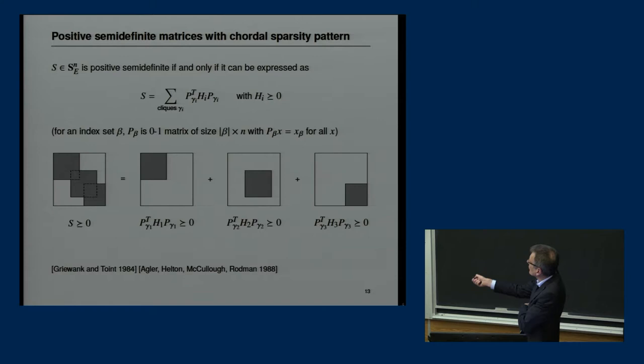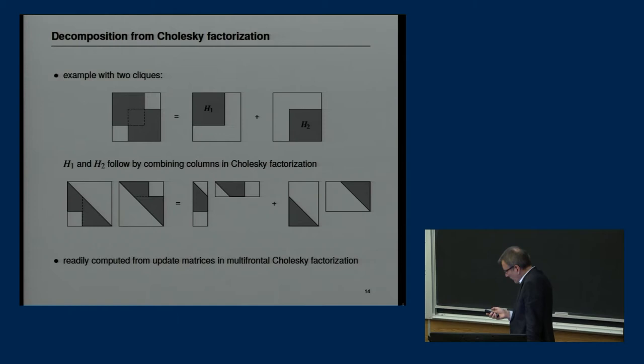And it actually follows from the zero-fill Cholesky factorization property that I mentioned, because a Cholesky factor will give you this decomposition. So the idea of the proof is clear from this simple 2x2 example. We want to show that every positive semidefinite matrix with this structure can be written as a sum of two matrices with the simple structure. And that follows from the Cholesky factorization, because if you factorize a matrix like this, you get a Cholesky factor with zero fill.